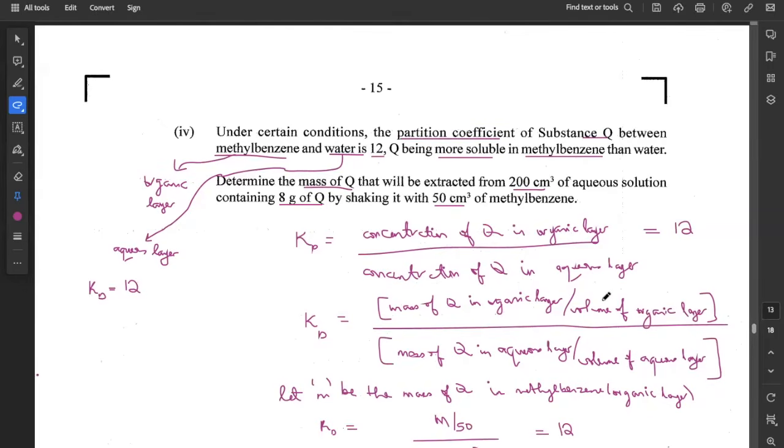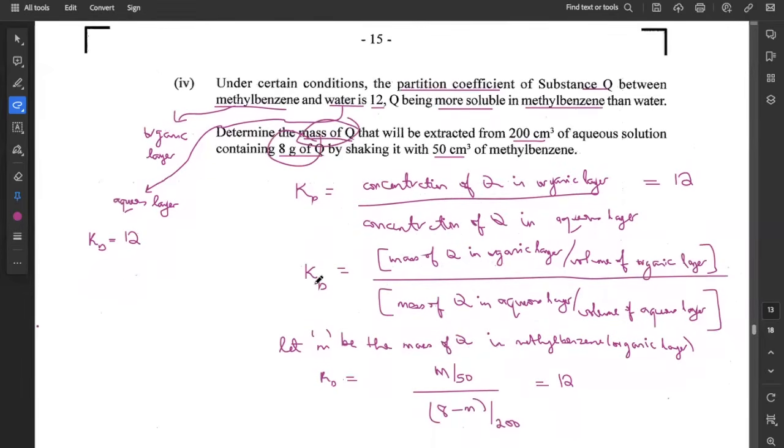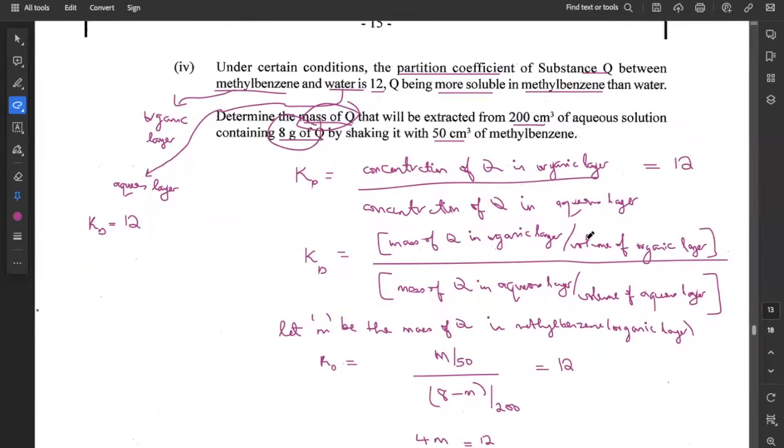That's a mass concentration in this case, because they're asking us about masses, and they're giving us a mass. So we're going to use a mass concentration. So the mass of Q in the organic layer over the volume of the organic layer, divided by the mass of Q in the aqueous layer over the volume of the aqueous layer, is going to be our KD then. It's the exact same thing, it's just concentration written in terms of the mass and the volume. Since they gave us a volume and they gave us masses, we just simplify it this way.